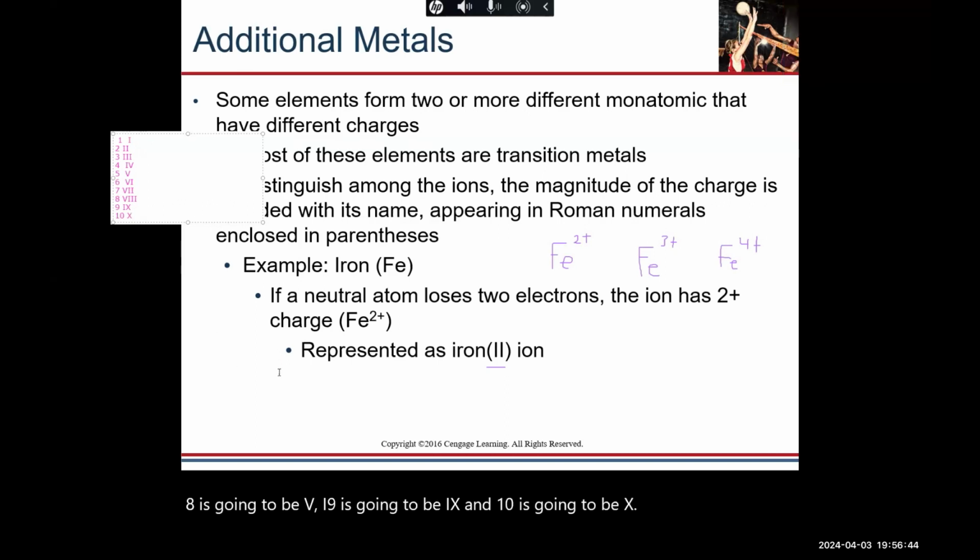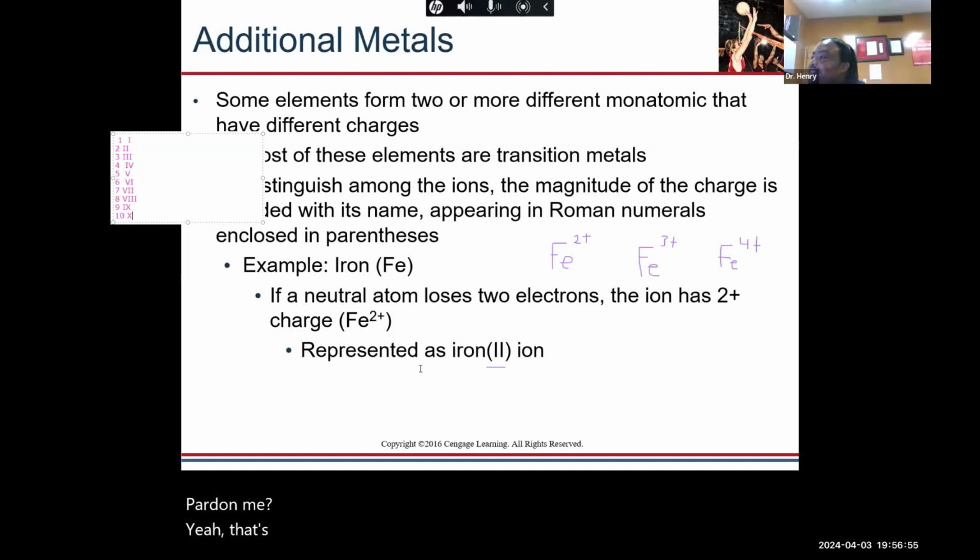Okay. Who knew Star Wars could be educational for chemistry? Pardon me? Who knew Star Wars could be educational for chemistry? Yeah, that's true, huh? So you guys are all familiar with it. You're feeling comfortable with that.